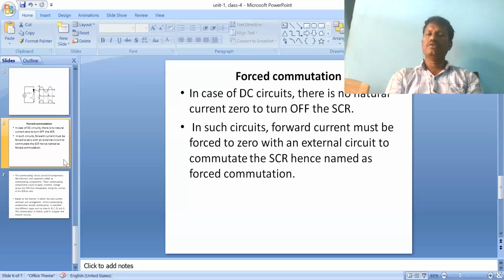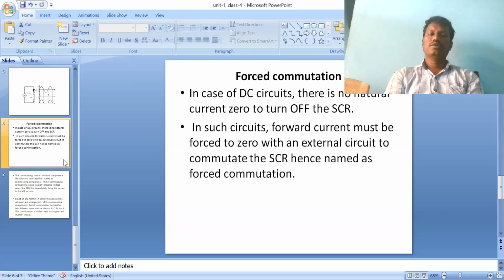By using these types of supplies given to the SCRs, automatically the lifetime decreases. Conduction loss is also more, so the losses are also more. What is happening? Our requirement will not be met. So it is the major reason we need to turn off the SCRs in the presence of DC supply.